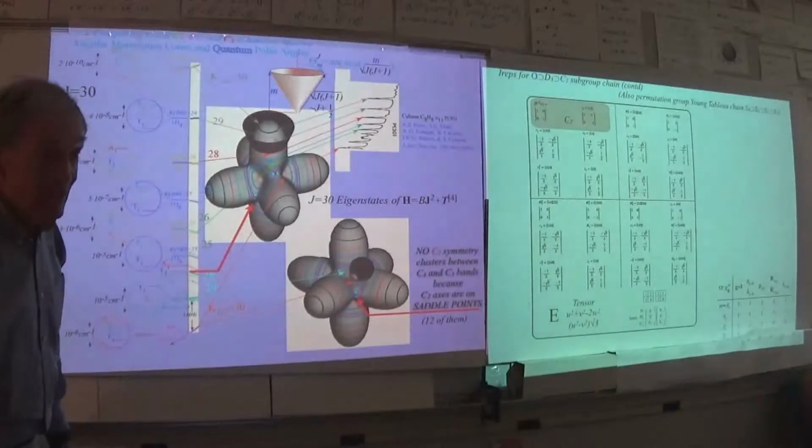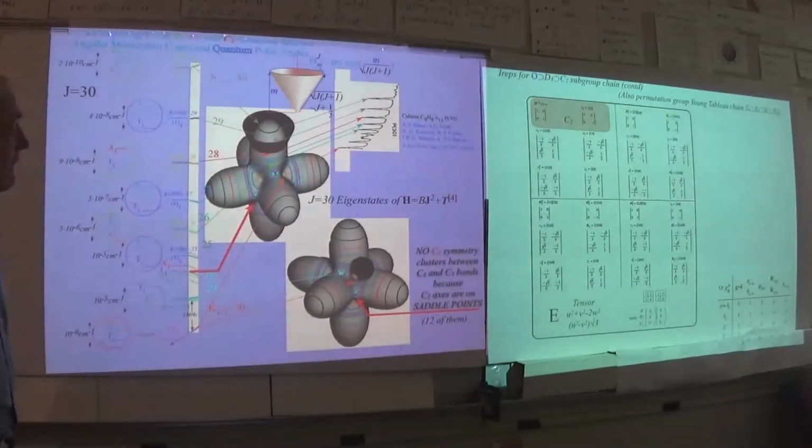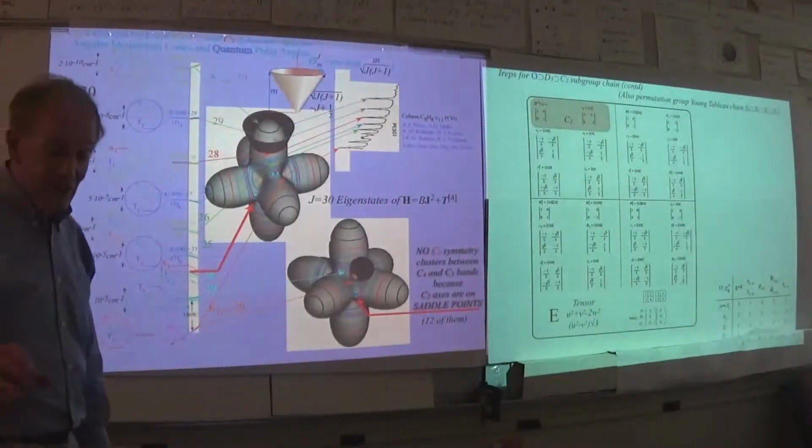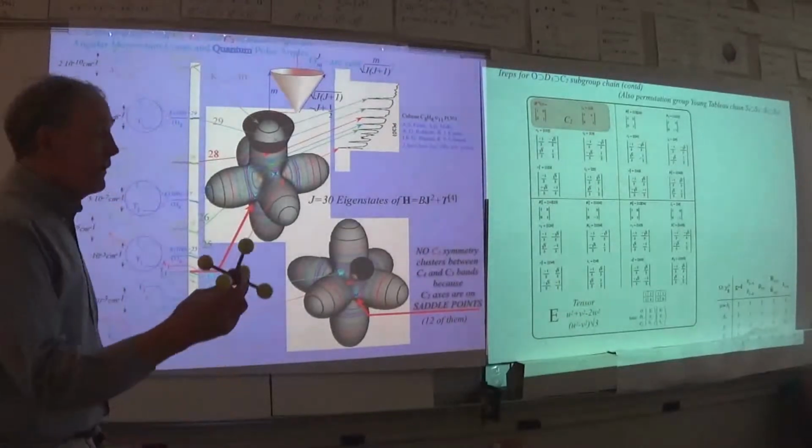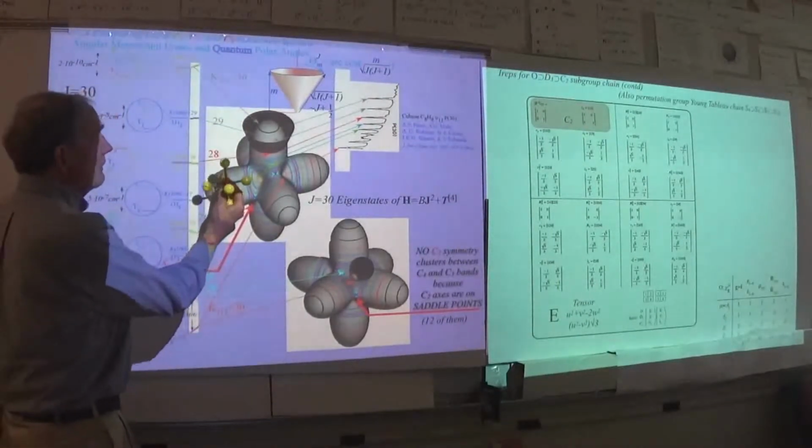Dr. Harter? Yeah. What molecule is this one? Well, this is... What family of molecules? It is mirroring a molecule that looks very much like it.